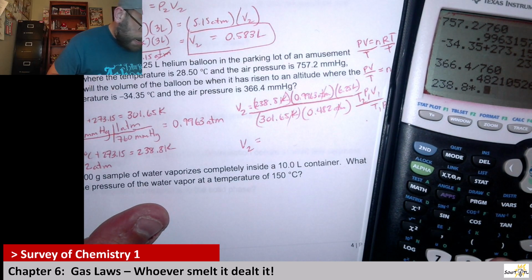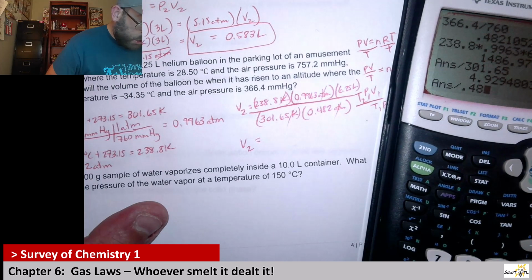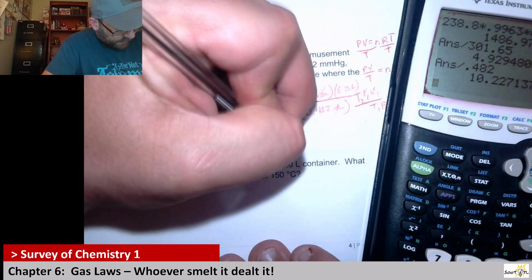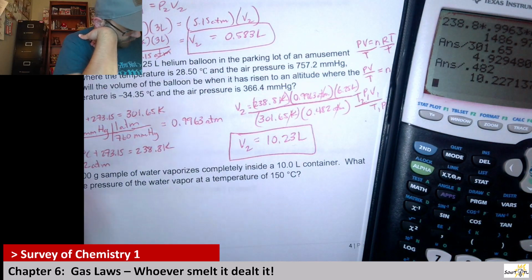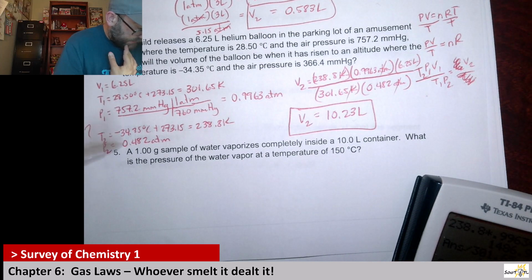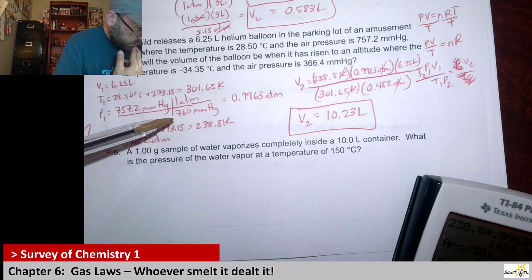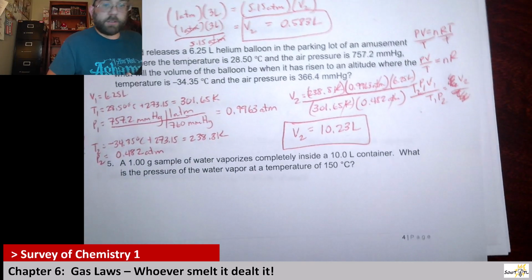So V2 should be 238.8 times 0.9963 times 6.25, then divide that by 301.65 Kelvin, then divide that by the 0.482 atmospheres. And we get 10.23 liters. So the volume increased. The pressure decreased, so that makes sense for it to increase. The temperature decreased, which is a little harder to speculate on, but I think that looks decent.